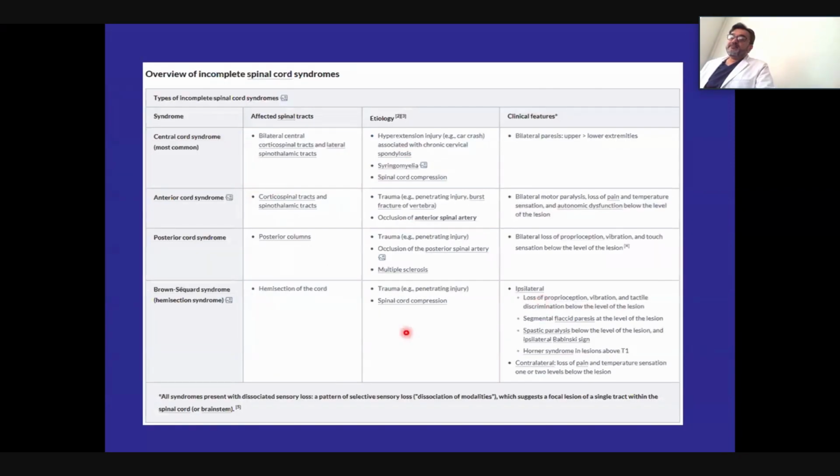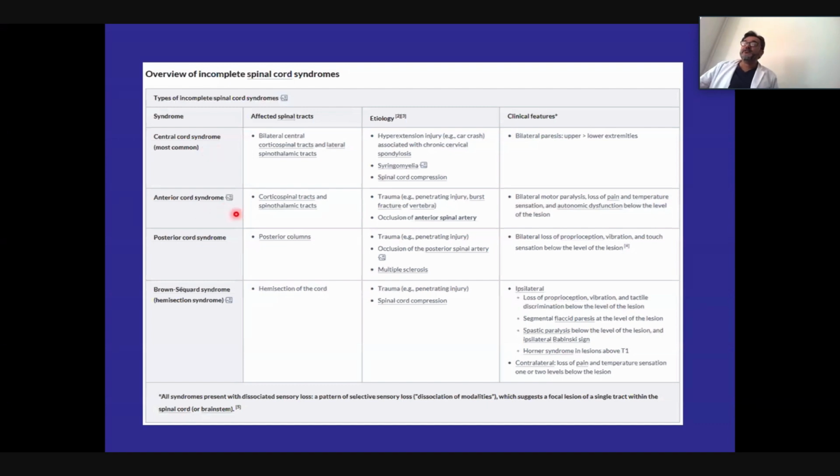This gives you an overview. So you can see the central cord syndrome, usually bilateral central corticospinal tracts and lateral spinothalamic tracts are involved. Hyperextension injuries, syringomyelia, spinal cord compression. Bilateral paresis, more in the upper limbs compared to the lower limbs. So this is the characteristic sign of the central cord syndrome.